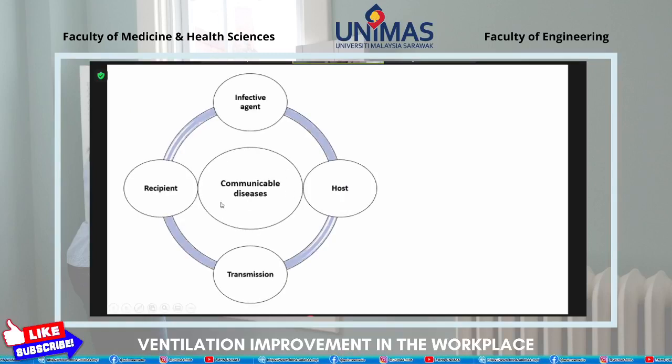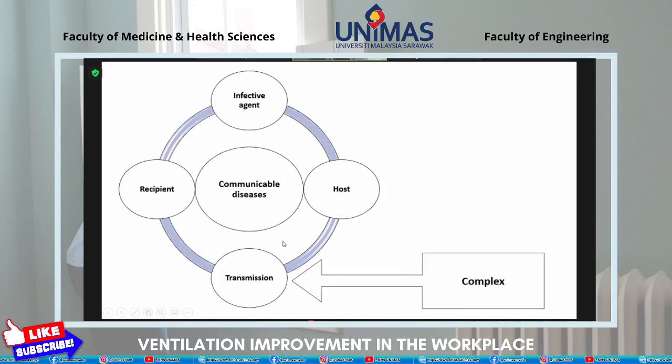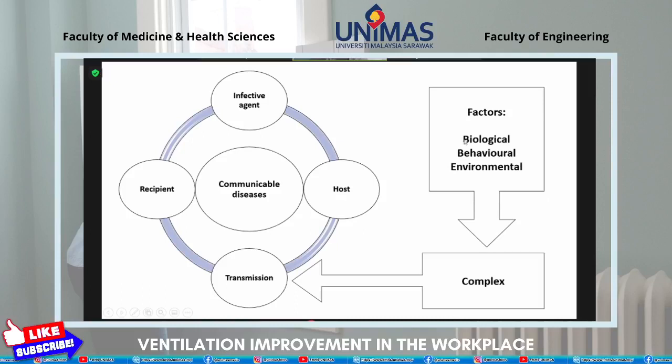In order for communicable disease to transmit, basically you need 4 important factors. The first is the presence of infective agents, and you must have a host that is hosting this infective agent, and you also must have a recipient who is receiving this infective agent. So between the host and recipient, transmission will occur. All 4 factors will affect the presence and transmission of the communicable disease. Now, out of these 4 factors, the transmission is the one which is very complex most of the time, and it involves a lot of biological, environmental, and behavioral factors in play that can affect how a disease can transmit from a host to a recipient.